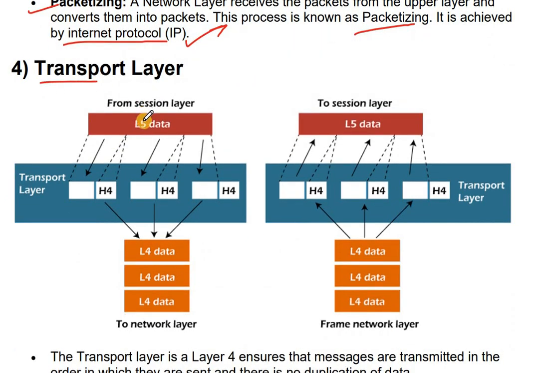Now come to the transport layer. Here you can see the data coming from the session layer. This is the transport layer, adding header 4. Now you can see the data goes to the network layer. On the receiving end, from the network layer, the data is converted into segments at the transport layer, and then all the data goes to the session layer.